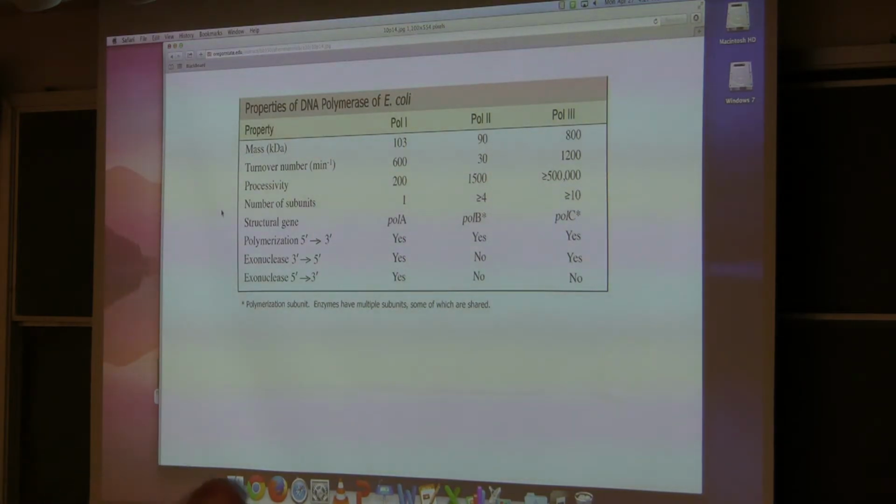How does it see it? That's actually a bigger question. It's a good question. But it turns out that, let's say the GG. G is a purine, and G is a purine. They're both big. You could imagine that would bulge. And it's actually the bulge that's the signal that there's a problem.